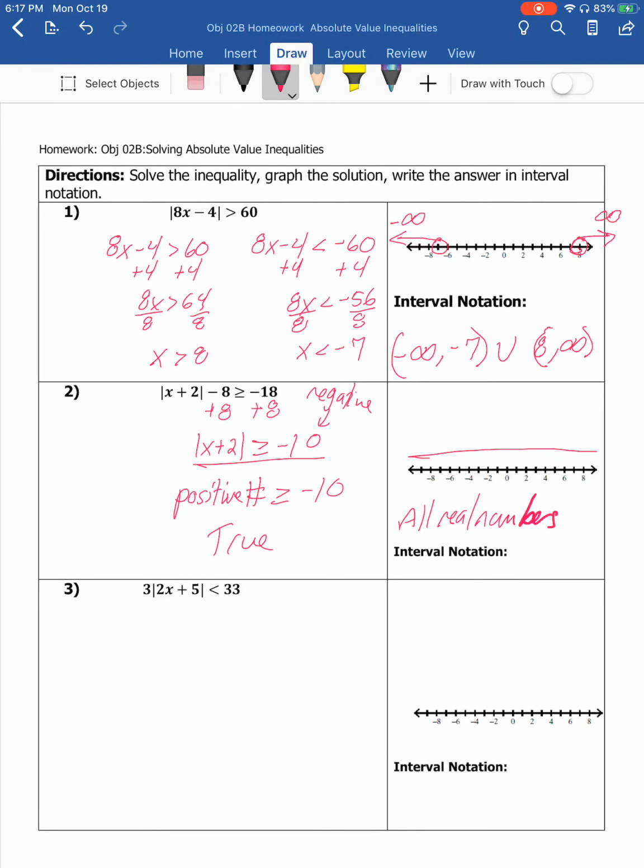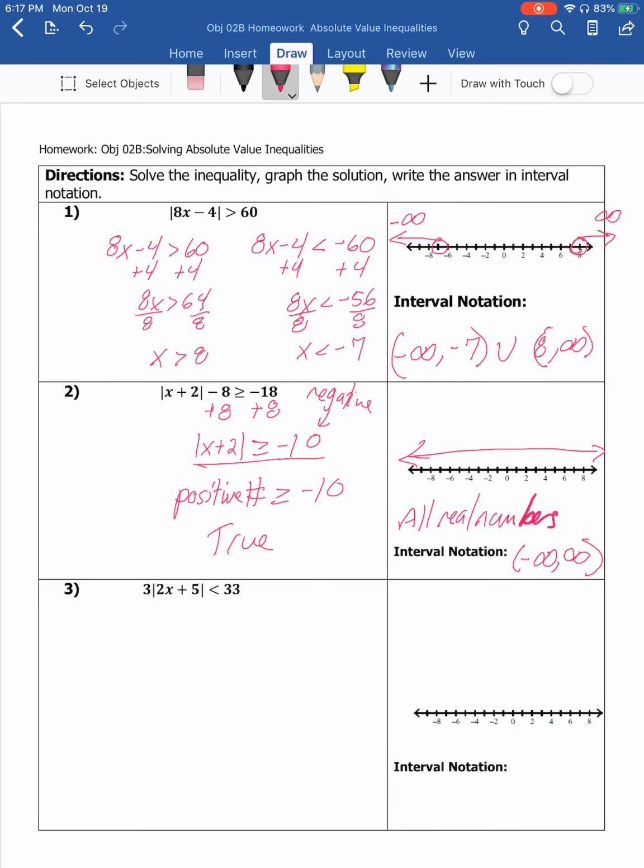So I know that for my graph, I'm just going to draw a line that goes to the left and to the right. And so my interval notation, since it's all real numbers, well, no matter what value I could think of, I could put in for x. So it's from negative infinity to positive infinity.